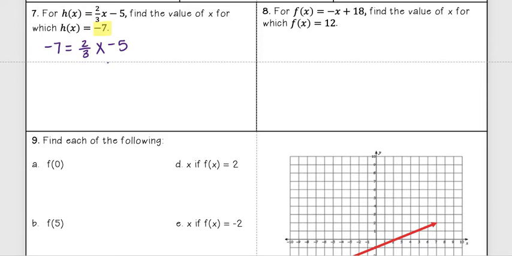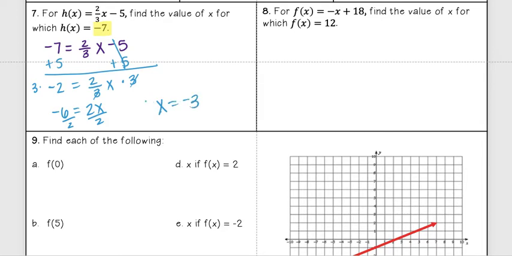And now I'm just going to go back to chapter 1 stuff and we're going to solve for x. So I'm going to start off with adding 5 on both sides. And so I get -2 is equal to 2/3 x. And then remember, when we have a problem like this, to get rid of that fraction, I'm going to first start off by multiplying both sides by the denominator. So I'm going to multiply both sides by 3. So those cancel out. And then divide both sides by 2. And so I get that x is equal to -3.